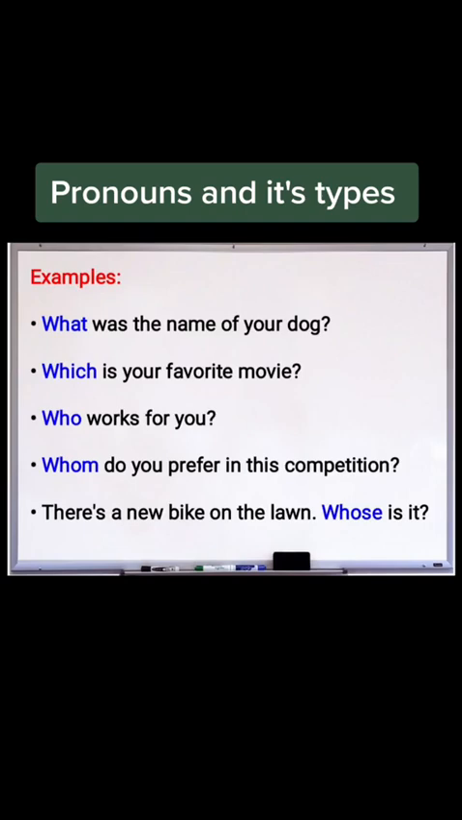For examples, what was the name of your dog? Which is your favorite movie? Who works for you? Whom do you prefer in this competition? There's a new bike on the lawn. Whose is it?